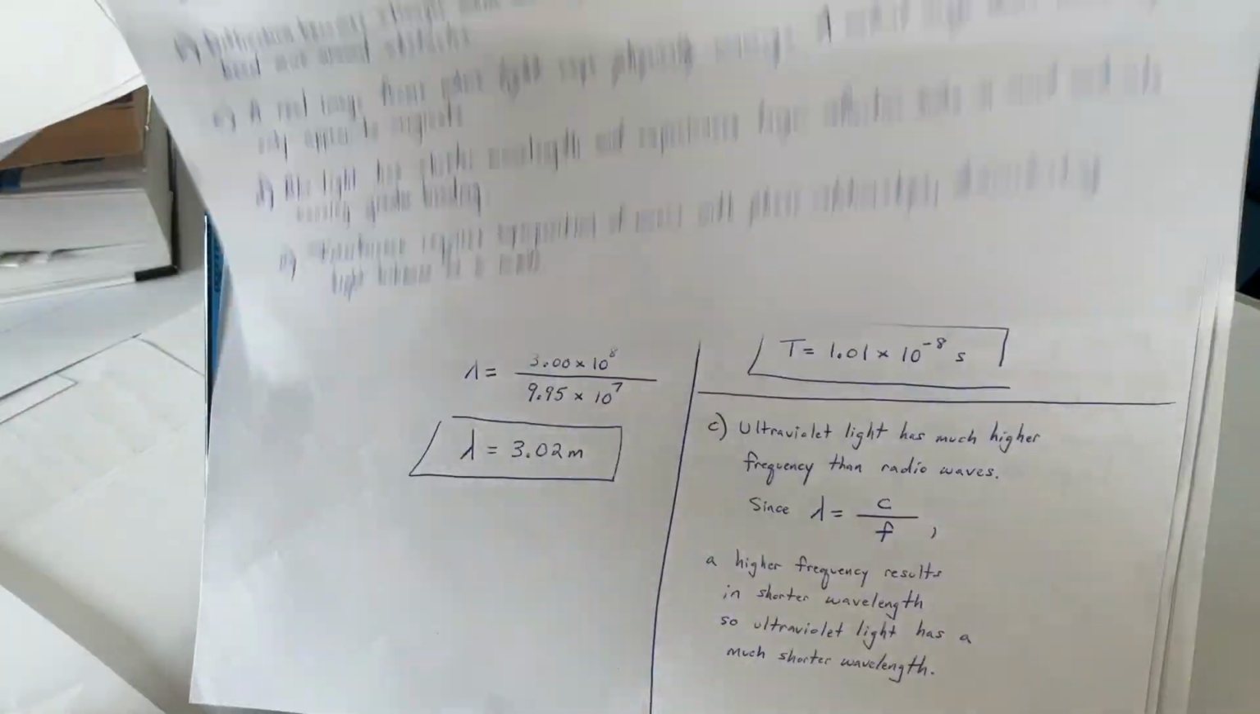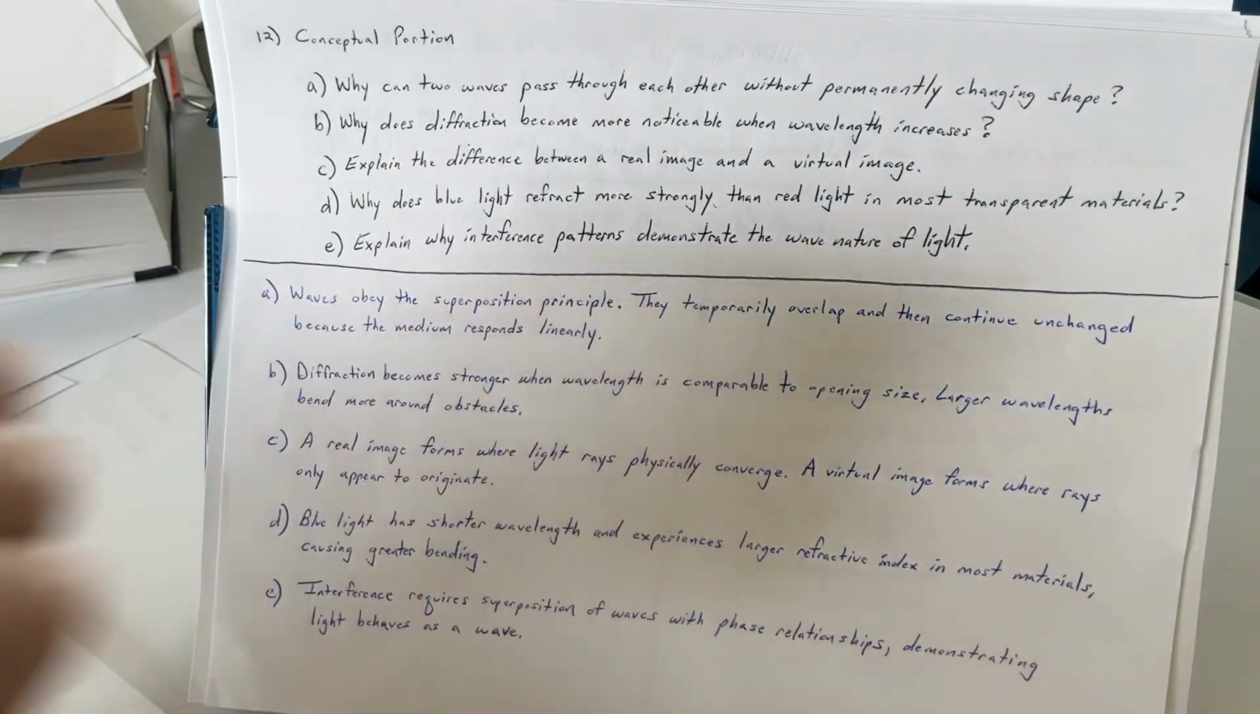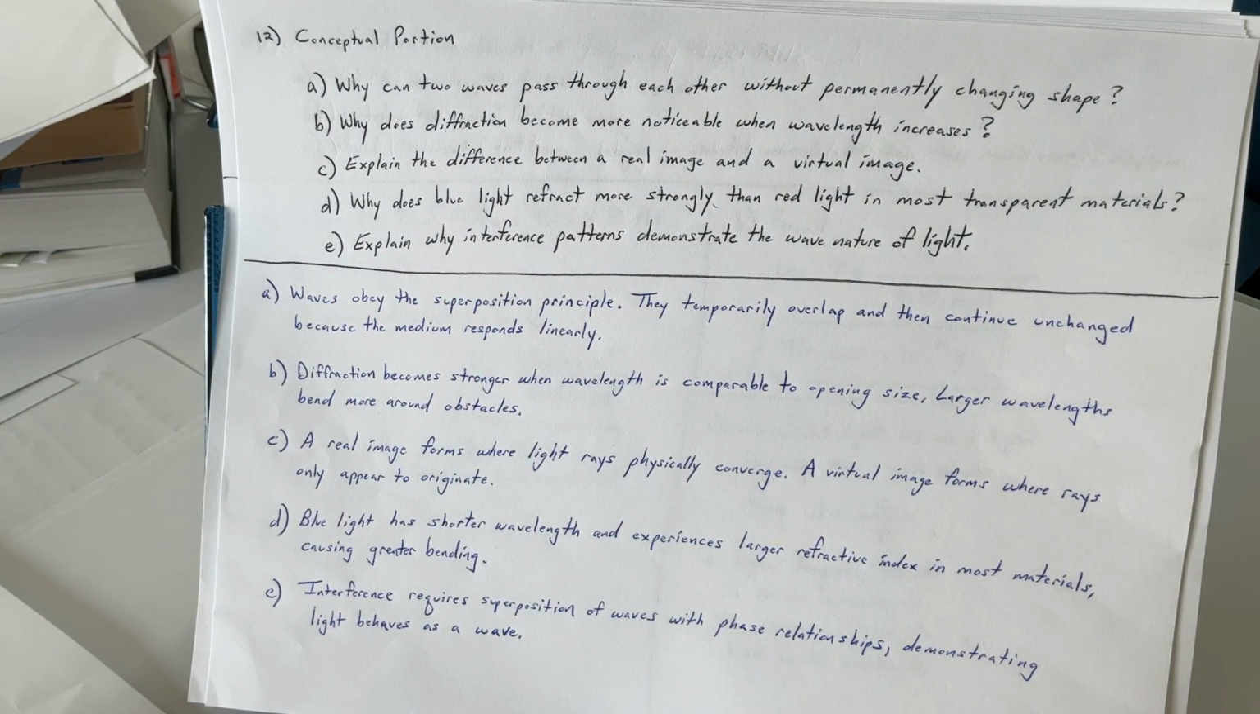Number 12, we have the conceptual portion, 5 components. This is all textbook and notes material that should be studied and understood. Conceptual portion A: why can two waves pass through each other without permanently changing shape? For letter A, waves obey the superposition principle. They temporarily overlap, then continue unchanged because the medium responds linearly. That's letter A.